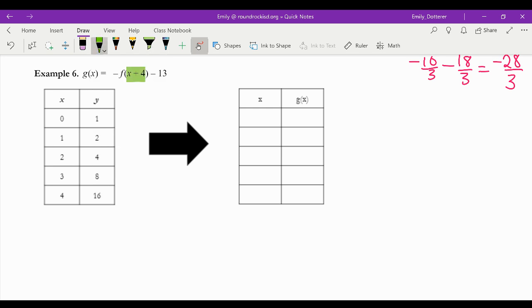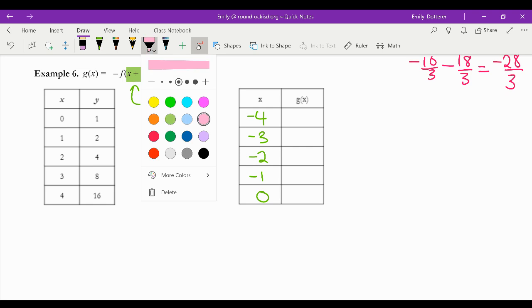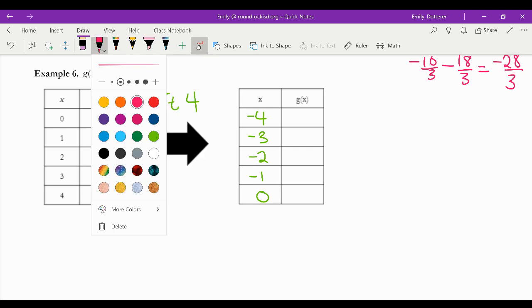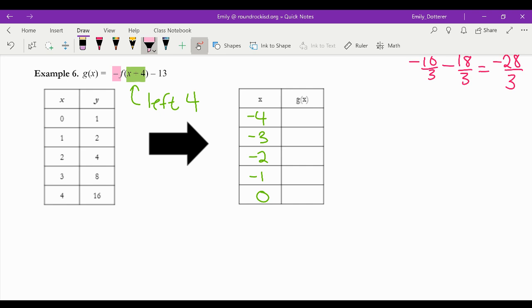Okay, last one. We have x plus 4, which means it's going left 4. So we're going to subtract 4 in order to move it to the left 4. Our a value is a negative 1. Remember, if we don't have a number there, it's 1. There's a negative out front, so it'll be negative 1.